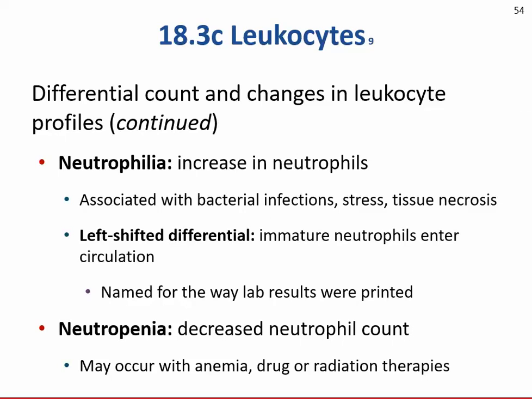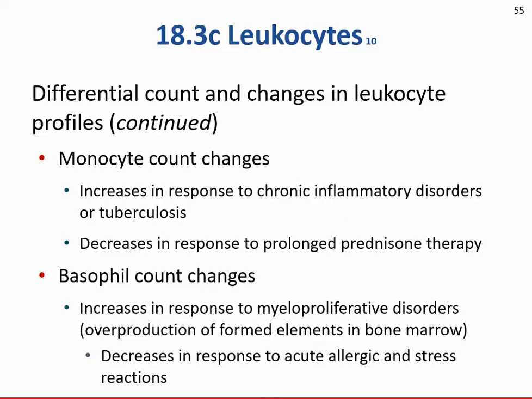So if there's neutrophilia, there's extra neutrophils, so that's a bacterial infection, tissue necrosis. Neutropenia is low, so it could be anemia, it could be radiation, chemotherapy, things like that. Leukemia can cause it. Monocytes rise in chronic inflammatory disorders, tuberculosis. Prednisone decreases it. That's why we use prednisone as an anti-rejection drug.